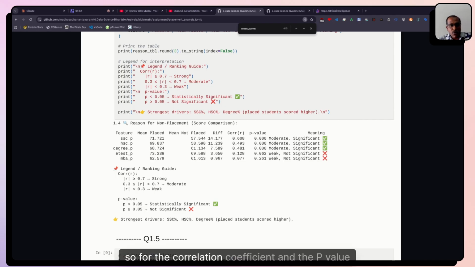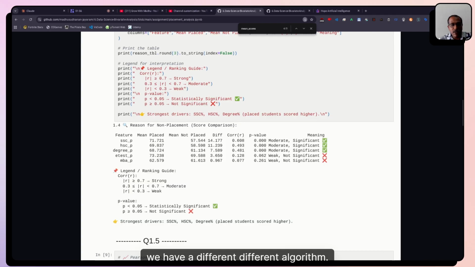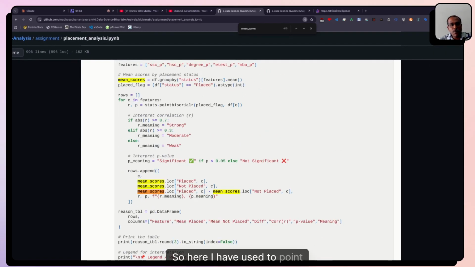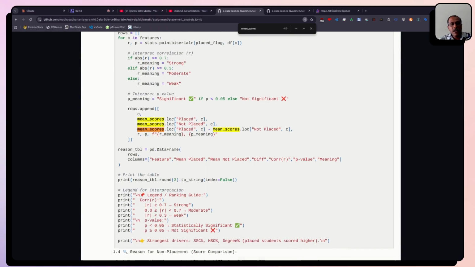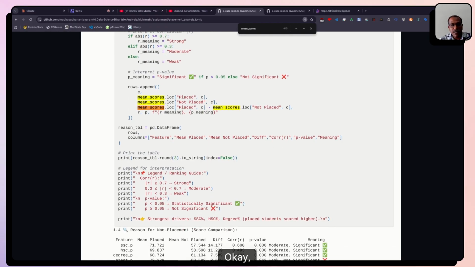For the correlation coefficient and the p-value, we have a different algorithm. Here I have used the point biserial algorithm. I calculated the mean by grouping the column by status, for every feature, for the placement column and the non-placement column, and I just printed it. That's the result.